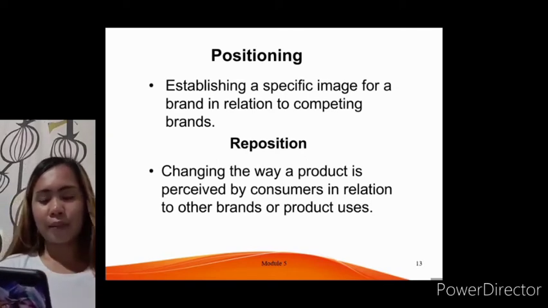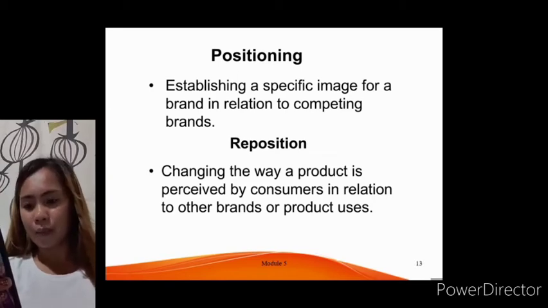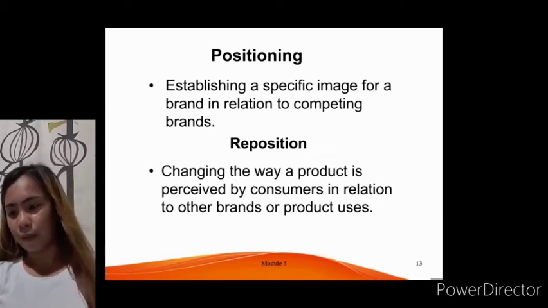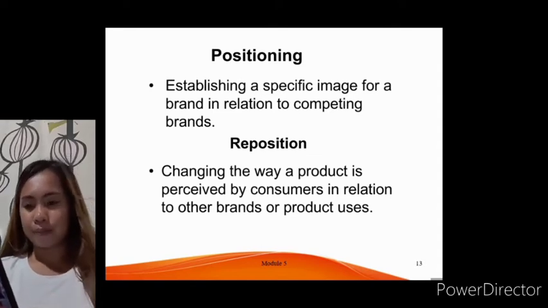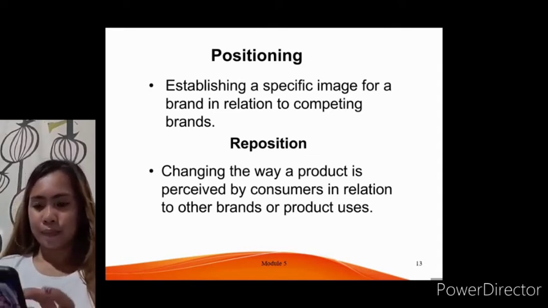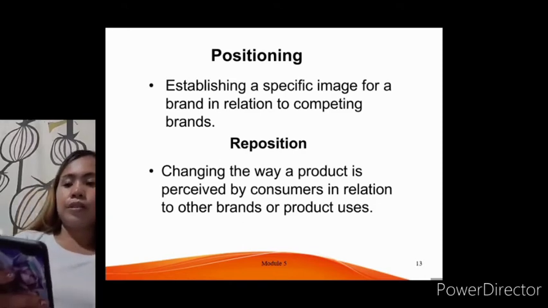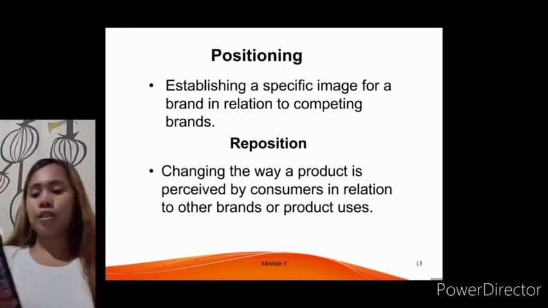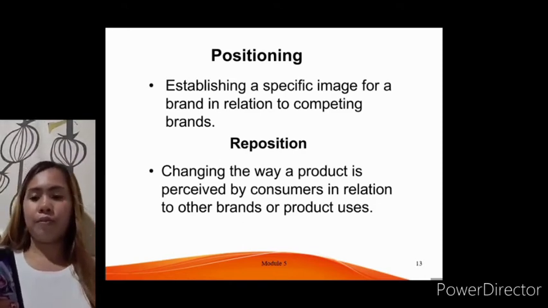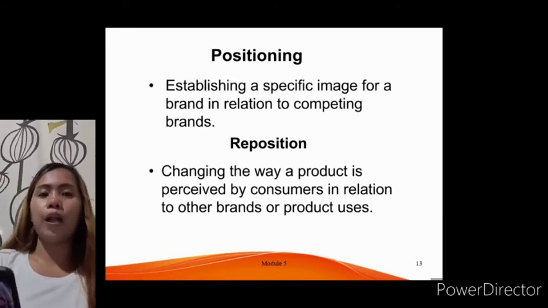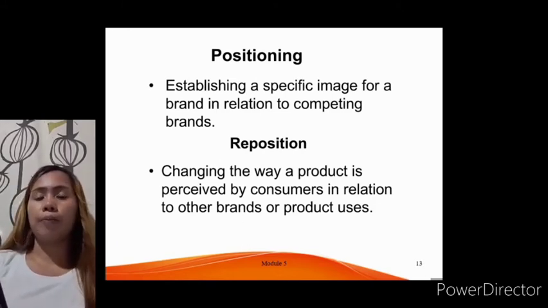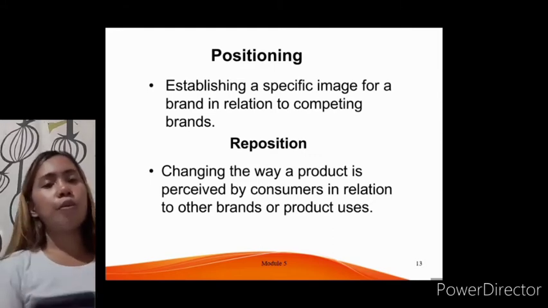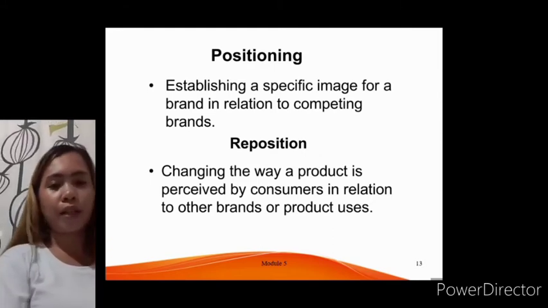Reference price. Any price that a consumer uses as a basis of comparison in judging another price. Repositioning is about changing the brand for the better version of it. Like for example, change the brand to the preferences of the consumer, which makes the product be sold out.